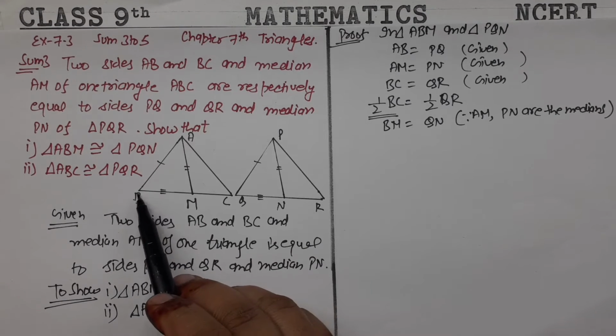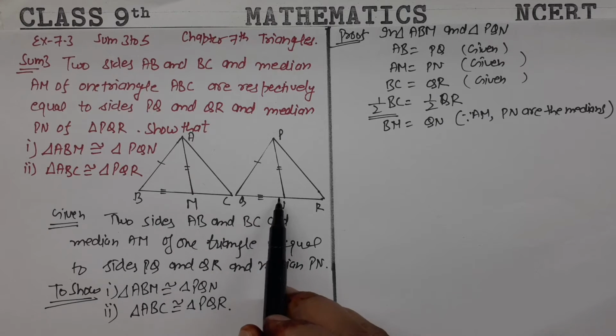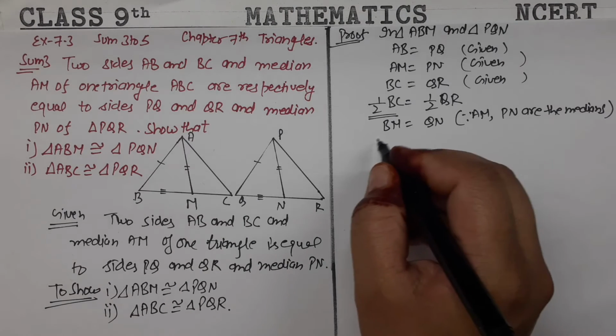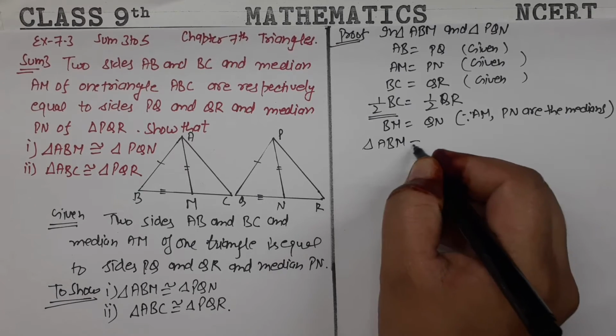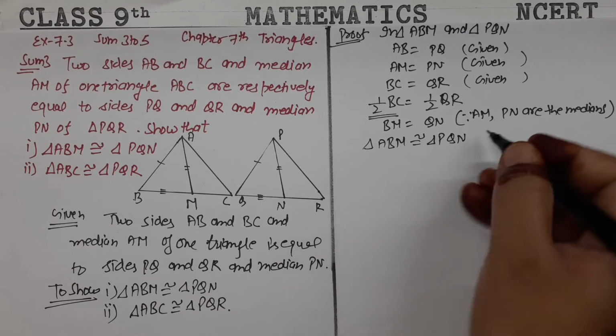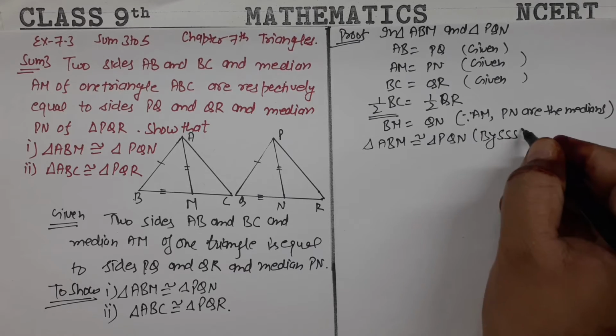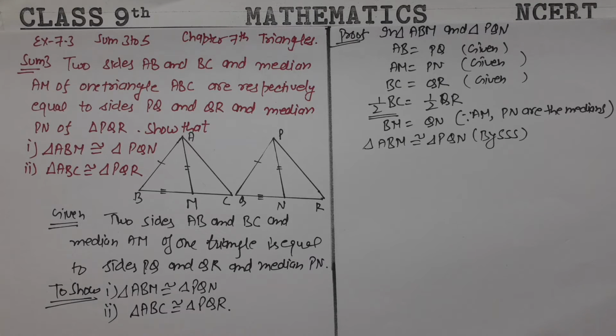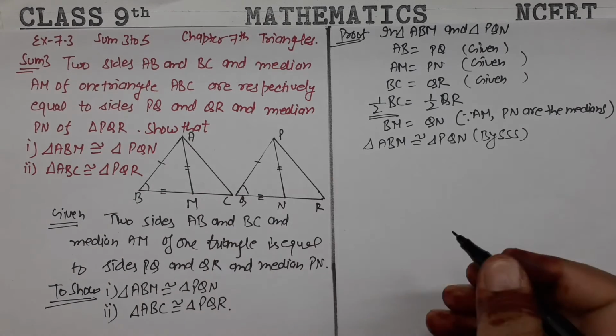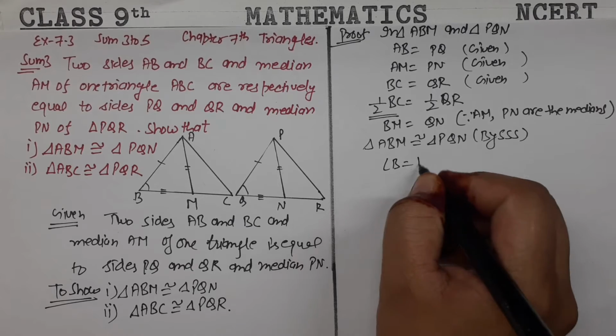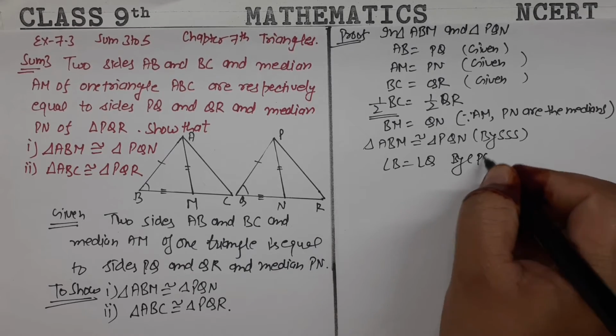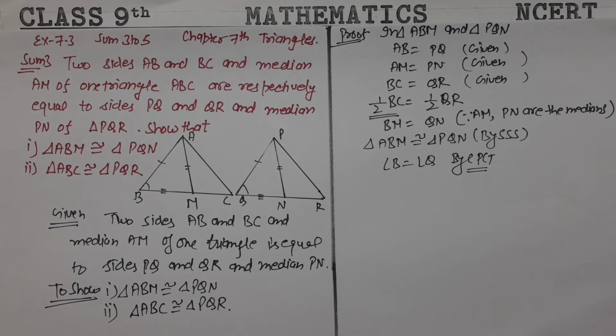अगर ये मीडियन है तो BM CM के इक्वल होगा, QN RN के इक्वल होगा. So triangle ABM is congruent to triangle PQN by SSS. If triangle congruent, then angle B equals to angle Q. By CPCT, corresponding part of congruent triangles.